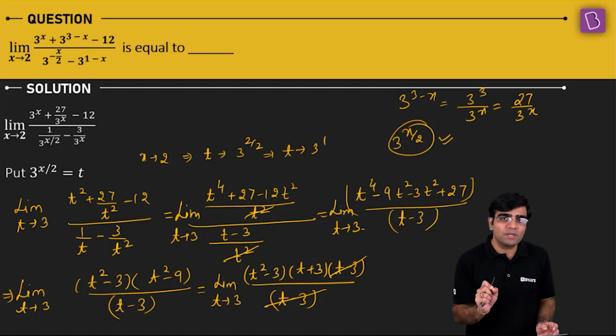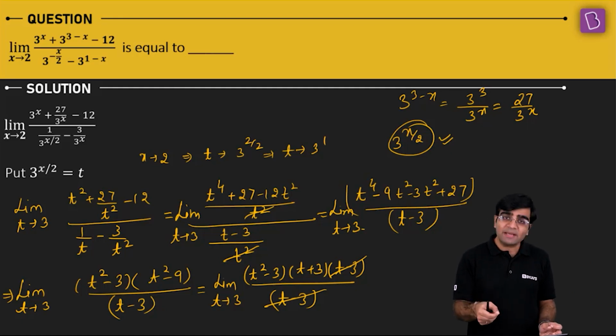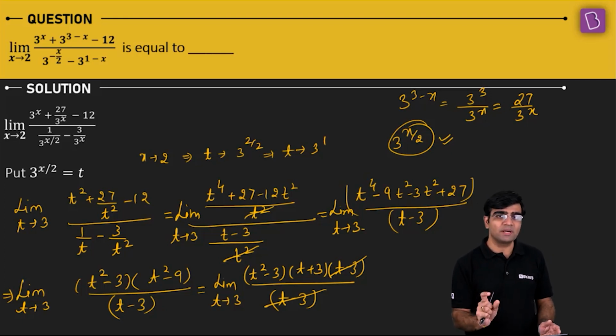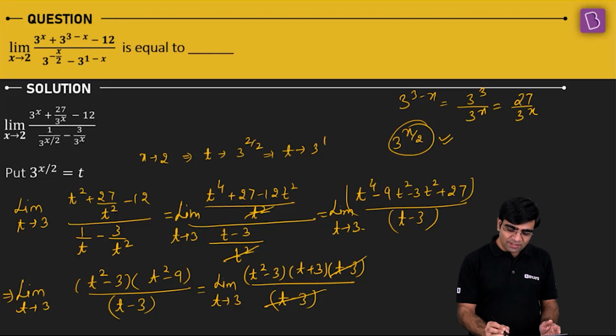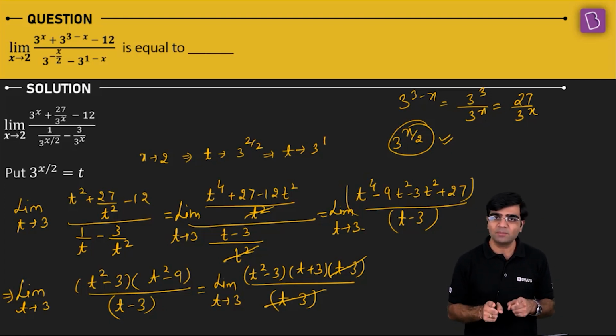See, t is tending to 3, right? t is not exactly 3. Since t is tending to 3, t minus 3 in the numerator and denominator both will be a finite, non-zero quantity. It will be very small, of course, but finite and non-zero. So whatever amount I have in the numerator is also in the denominator, so I can surely cancel it, right? To remove the indeterminacy.